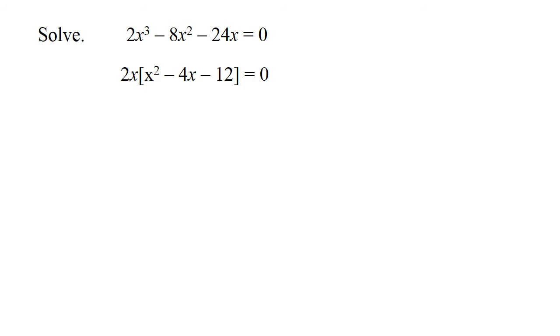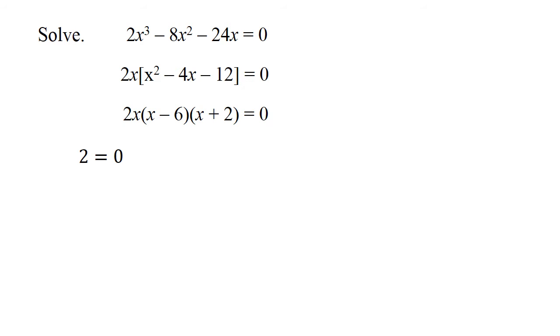And then we're going to factor x squared minus 4x minus 12. So we're going to ask ourselves, what are the factors of 12 that differ by 4? And that's going to be 6 and 2. Set each of those multipliers equal to 0. So I'm going to say 2 could equal 0. Wait, what? Well, 2 is a multiplier. This is 2 times x times x minus 6 times x plus 2.